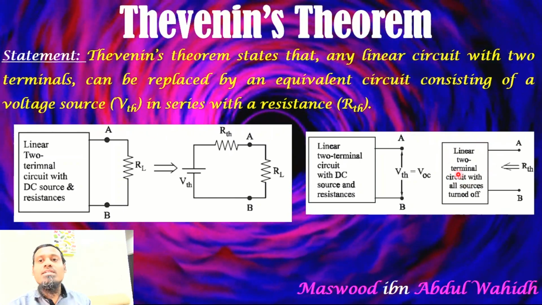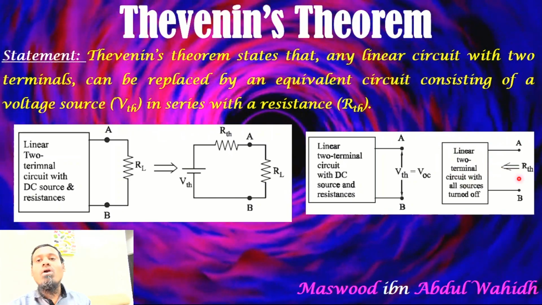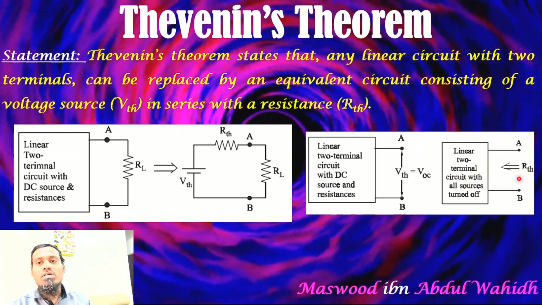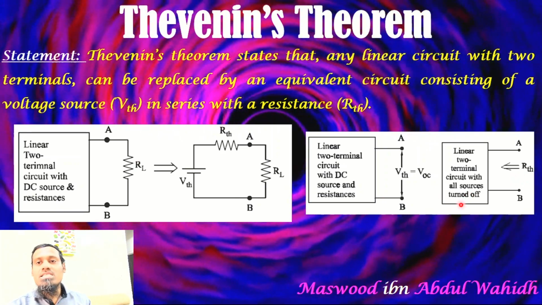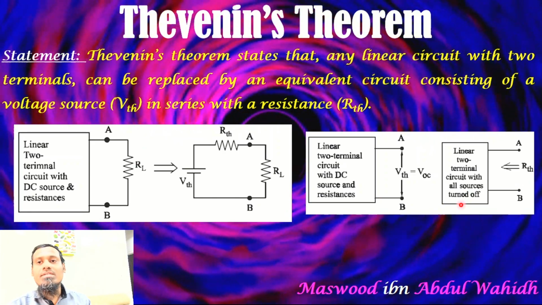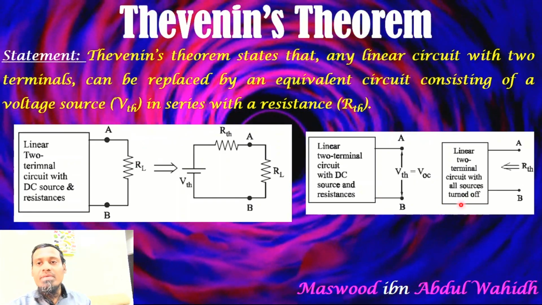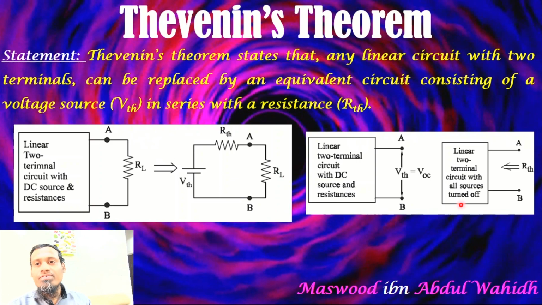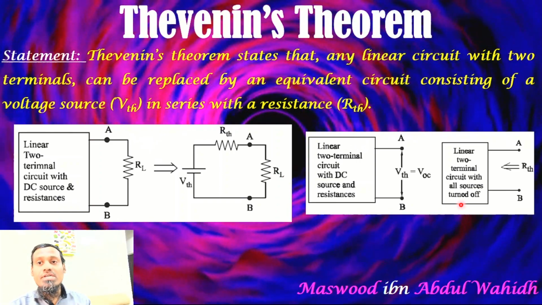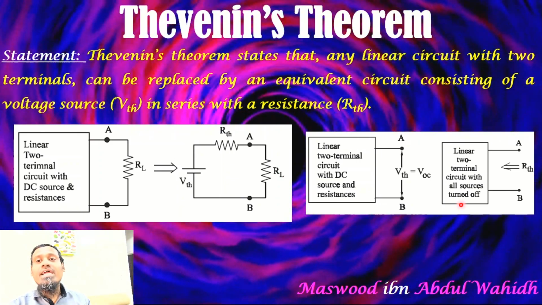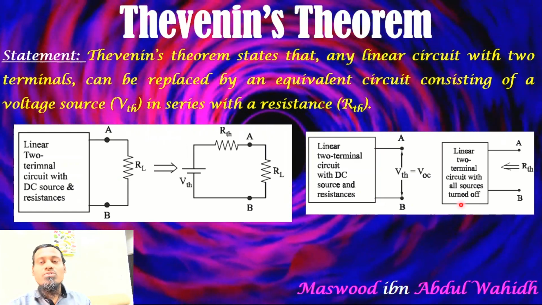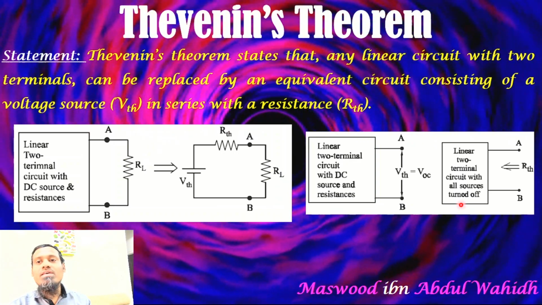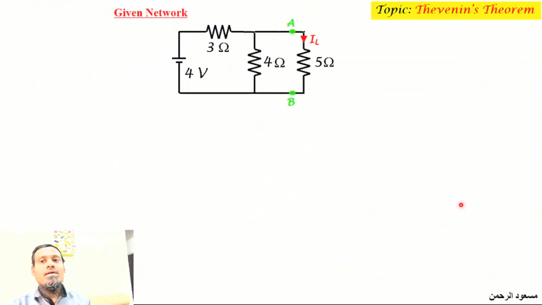equivalent voltage. In a similar way, we have to turn off all the sources in the given network and we have to look back into the circuit to find RTH, which is the Thevenin equivalent resistance. The words turn off mean that if the network consists of voltage sources, we have to short circuit those, and if the network has a current source, then we have to open circuit that.